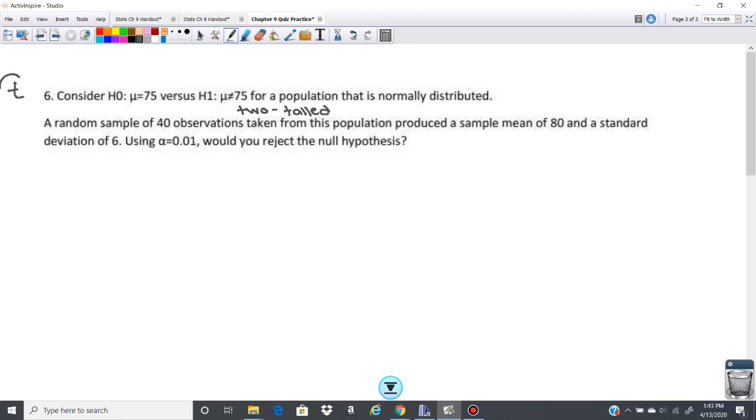This is going to be a T one, which I meant to give you guys a Z one, so I think I have to make up another problem. We'll do that in a little bit. So would we reject the null in this case?